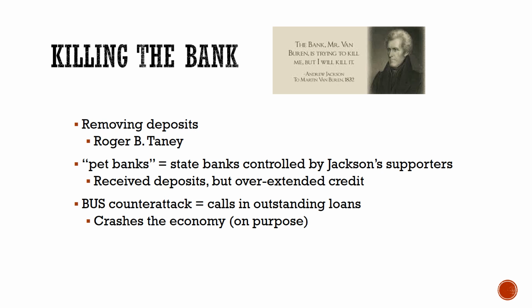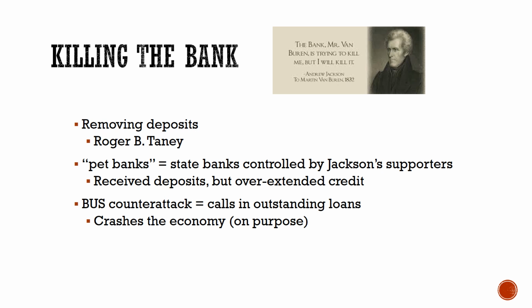Congress is going to be working on trying to override the president's veto. But in the meantime, President Jackson isn't going to just sit around and wait for the Bank of the United States to die. He is going to kill it. Notice the quote here on the slide. Andrew Jackson is speaking to his new vice president, Martin Van Buren, where he says, "The bank, Mr. Van Buren, is trying to kill me, but I will kill it."